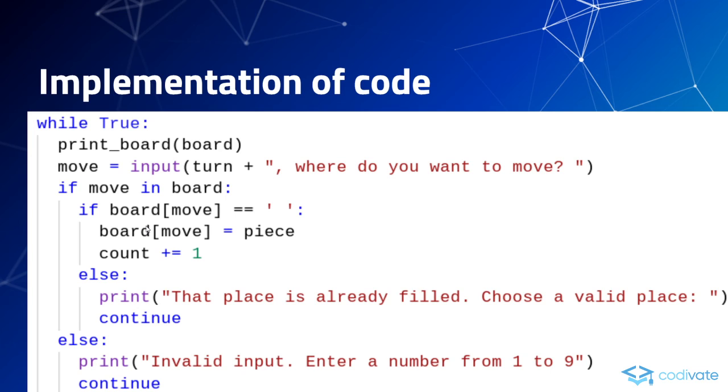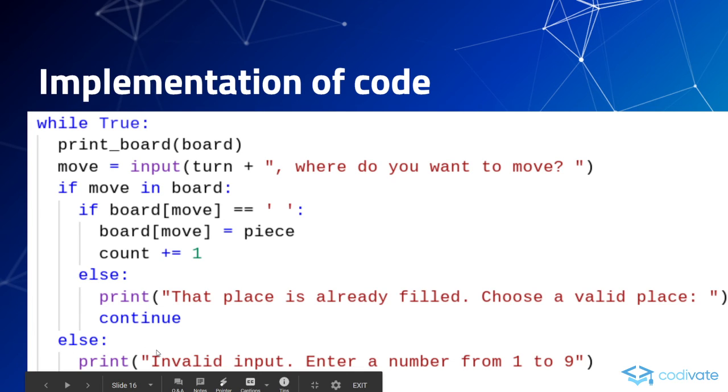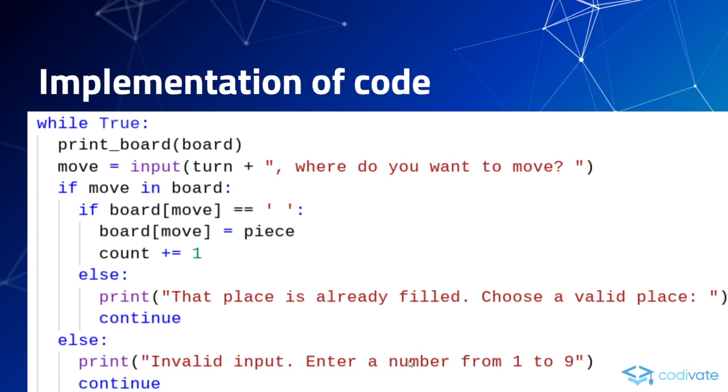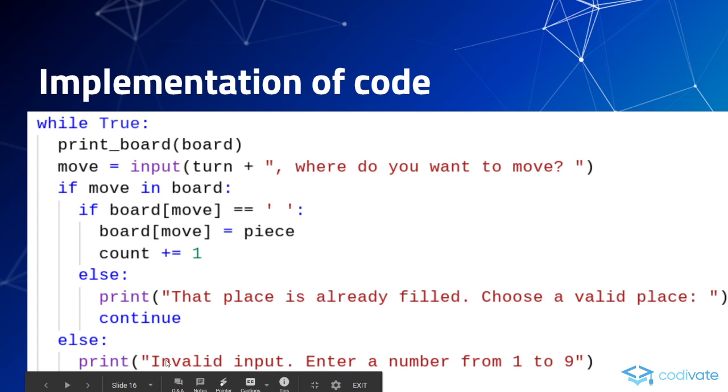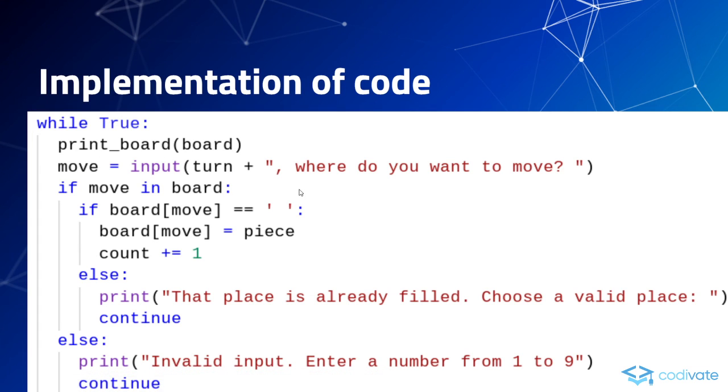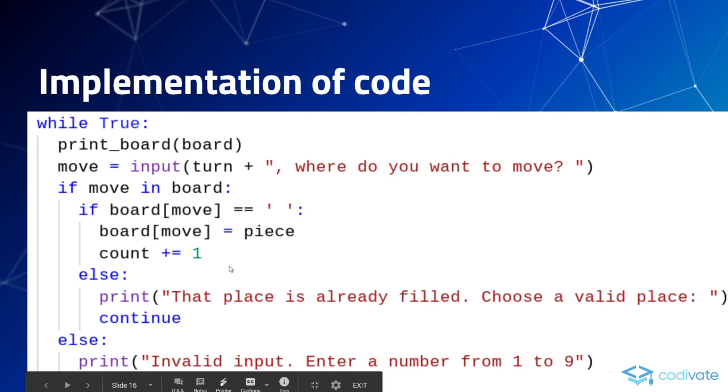Another case where the move is not successfully made is if the move is not in the board. Let's say they enter a word like middle. That's not a number from 1 to 9. So we would let the user know, not a number from 1 to 9, that's invalid input. And once again, we'd use that continue keyword to go back up to the top and restart the process for asking them for input. We don't add anything to the board, and we don't increment count by 1 in either of the cases where it's invalid input.